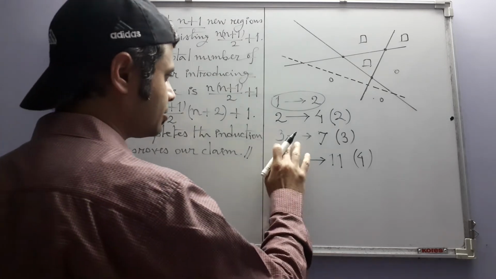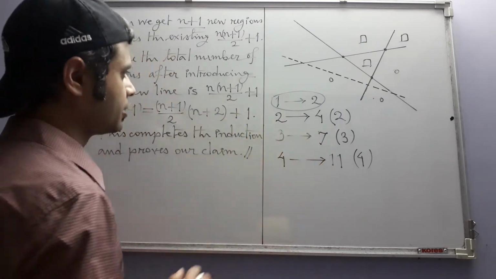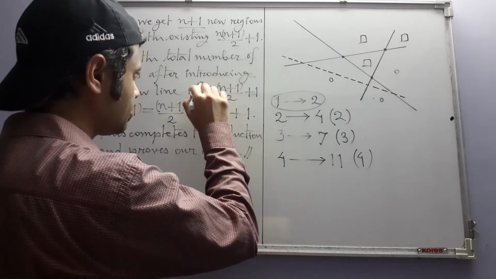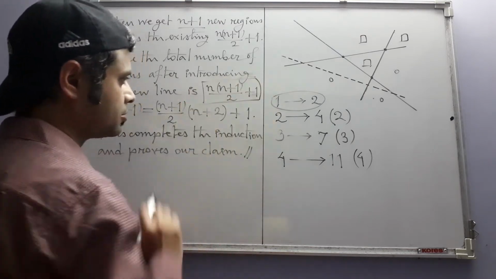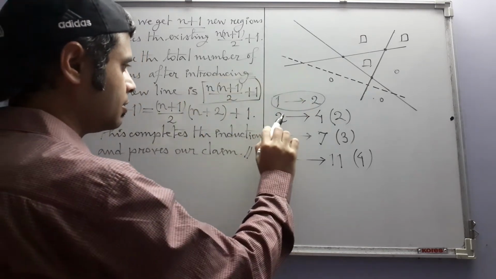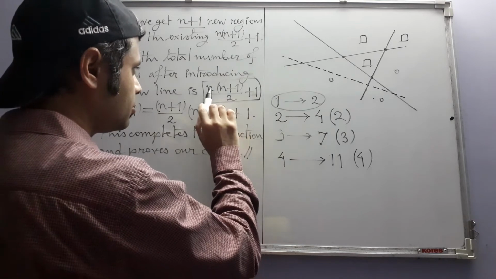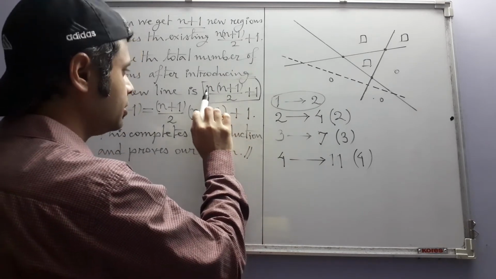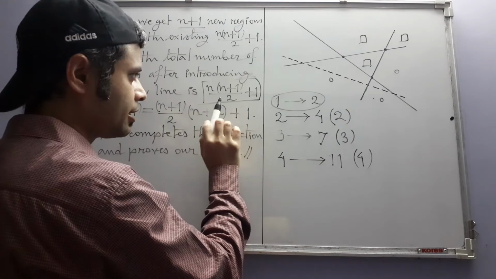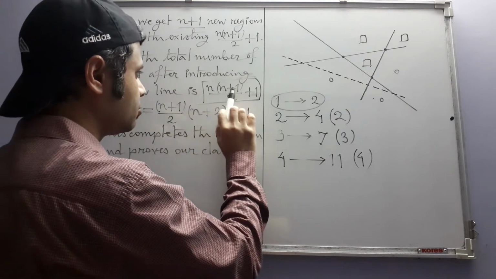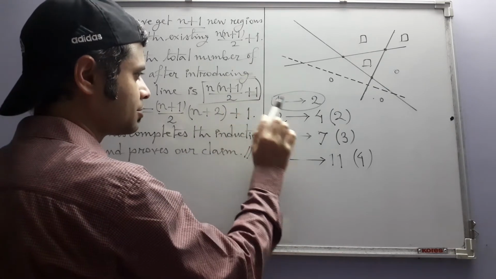Let's see also whether our formula is working. This is our total number of regions. For 1 we have already seen. For 2, if you put n equal to 2 here, this 2 and that 2 will cancel out. 2 plus 1 is 3, 3 plus 1 is 4.